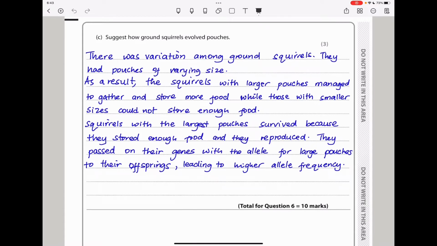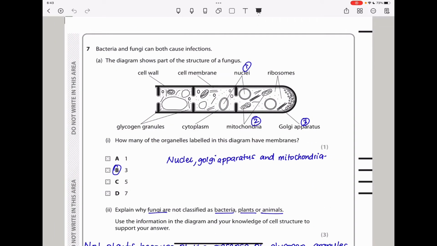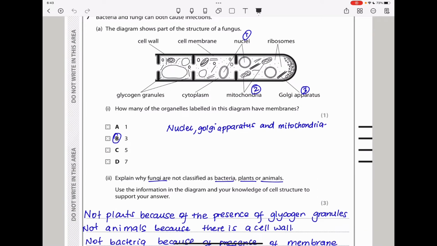So this brings us to the end of question 6. Let's continue to question 7. So question 7 says, bacteria and fungi can both cause infections. The diagram shows part of the structure of a fungus. So here they've given us the cell wall, the cell membrane, the nuclei, ribosomes, glycogen granules, cytoplasm, mitochondria, and the Golgi apparatus. They say, how many of these organelles labeled in this diagram have membranes?